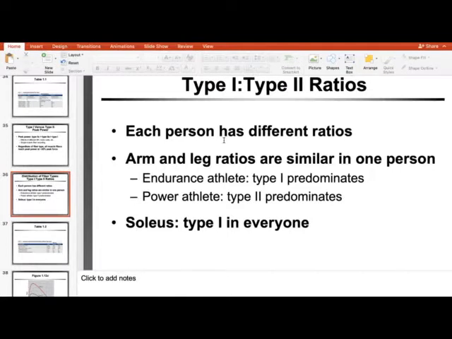Everybody has different ratios. Within an individual, it seems as though there's a similar ratio of type 1 to type 2 muscle fiber types in the arms and legs.